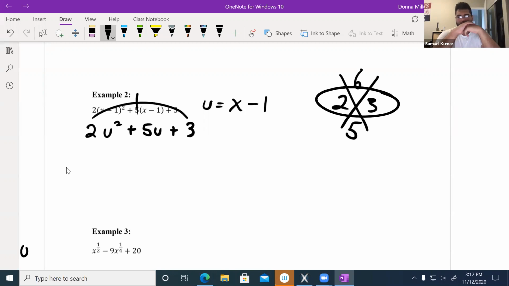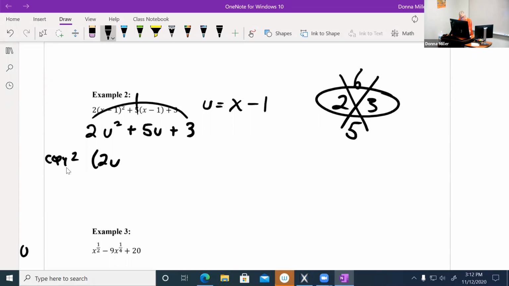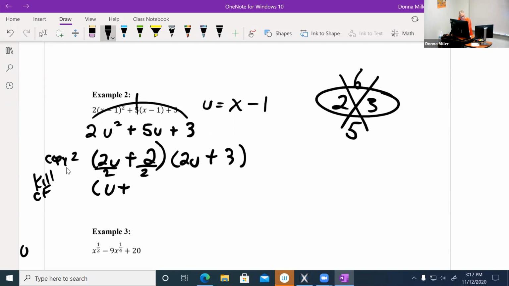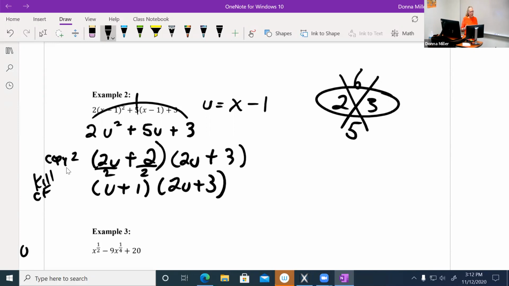All right. So because the leading term is not 1, I'm going to do my kill the common factor. I'm going to copy, and then I'm going to kill the common factor. So I'm going to copy the 2. So I have 2u and 2u. I'm going to write down the factors, +2 +3. And then I'm going to kill the common factor. So if I look at the first set, I can take a 2 out of there. So I just divide them both by 2. So I'm left with u + 1. The second set, there's no common factor. So we just leave it, right? So we're factored in terms of u.